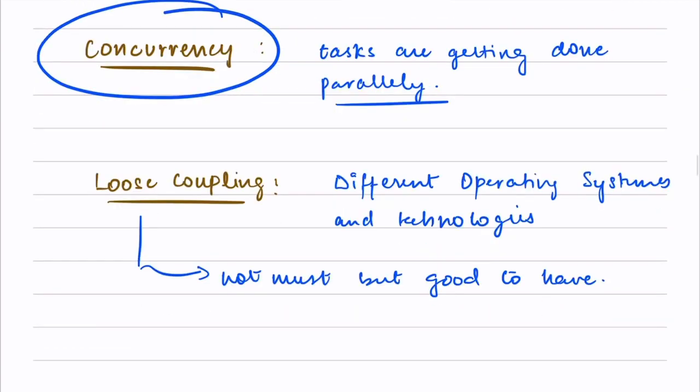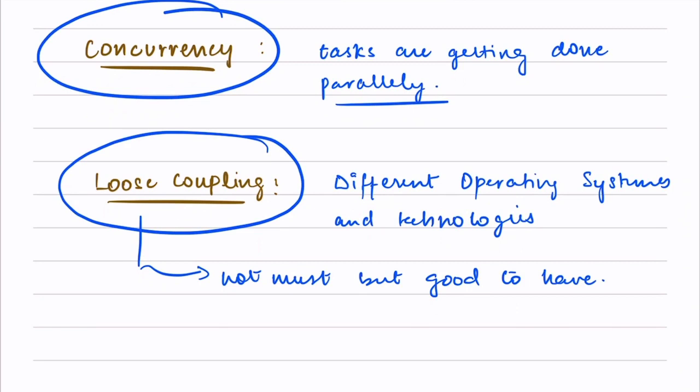And the next is loose coupling. What does loose coupling mean? Let's suppose you have a couple of services or systems or servers; they can use different operating systems and different technologies. It is not a must, but it's good to have. For example, in microservices, which we'll talk about in one of the next videos, one service may use Java while another can use Golang or Python.